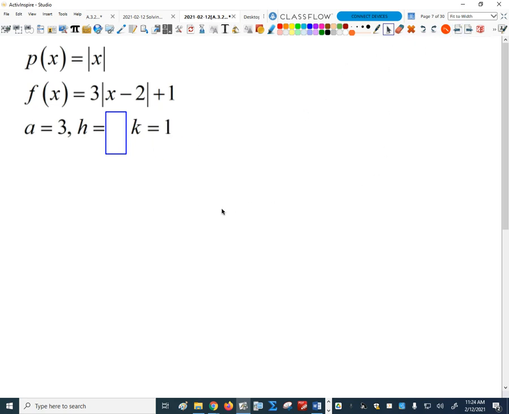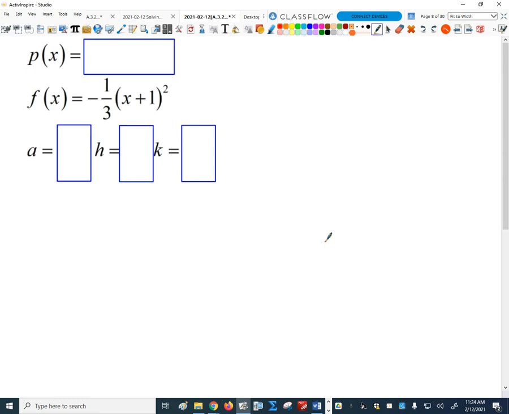Okay, while you're at it, Lindsay, I'm going to challenge you. What's the value of H? 2. Good. Okay, because 2 is the number that's being subtracted from X, right? Notice once again here that the sign of H is the opposite of that minus, right? It's going to be a positive 2. Okay. All right, let's try another one here.